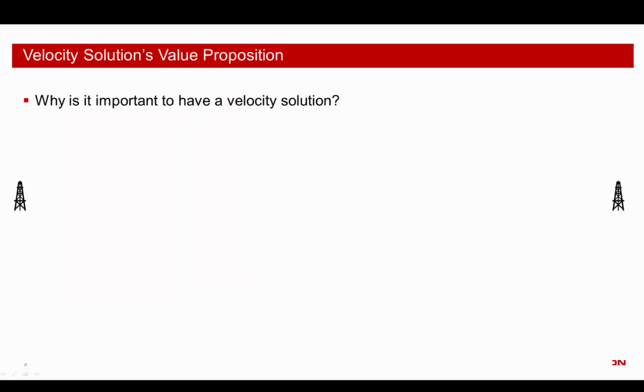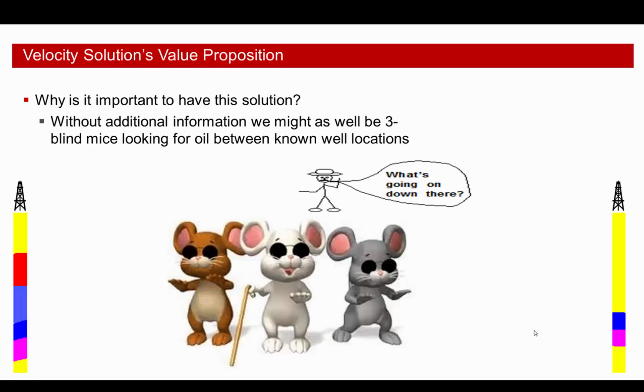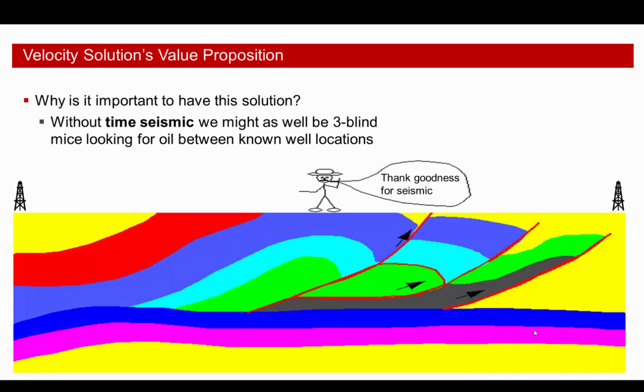But before I get to these great new features, I want to just talk about the value proposition of why the velocity model is so important in the G&G workflow. Just think about this. If we've got a discovery well here on the left and an offset well on the right, without any other information, we really don't know what's going on in between the wells. So we might as well be like three blind mice trying to figure out what's going on between there, again, without additional information.